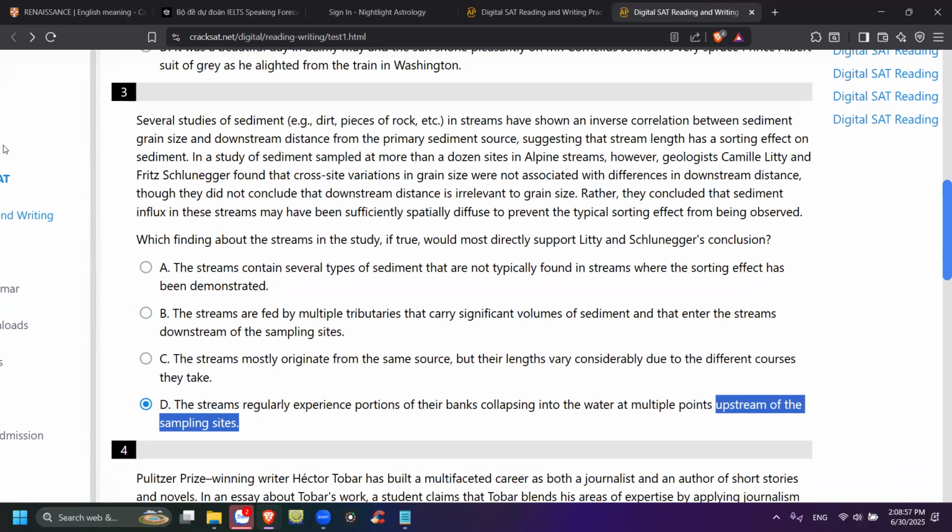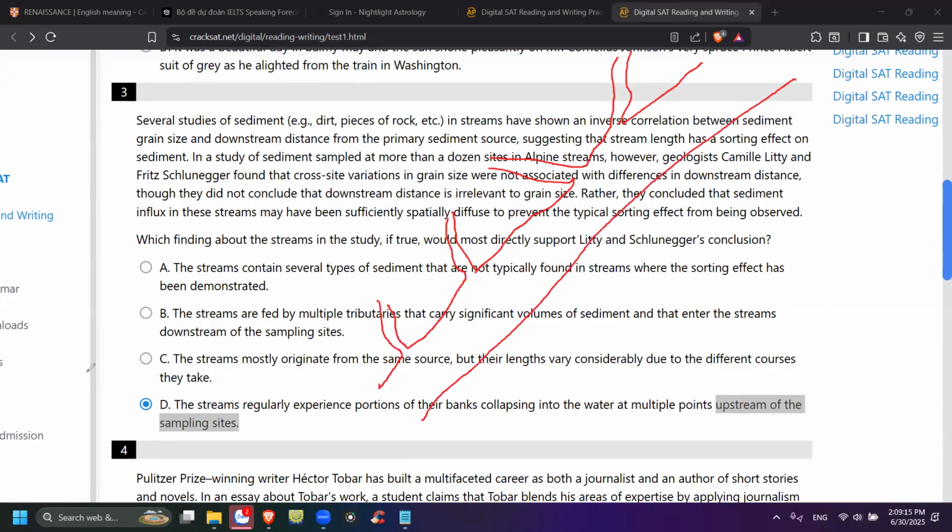So I think it's like this. Basically, if there are multiple points that you can see, in which it will feed into the main river, right? So every time it feeds in there, it disperses, right? The water just basically gets dispersed there every time it feeds new water into the stream. So that's what spatially diffuse means.